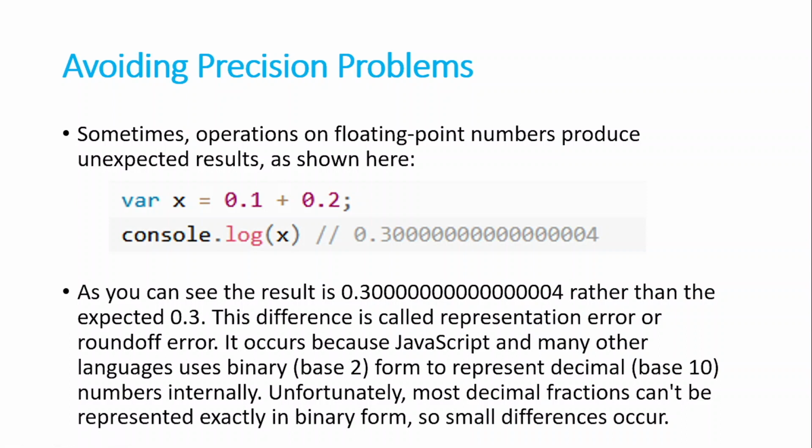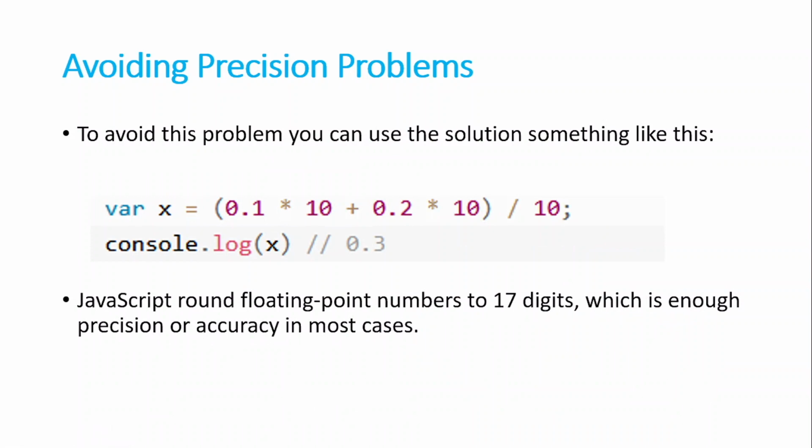It occurs because JavaScript and many other languages use binary base 2 form to represent decimal base 10 numbers internally. Unfortunately, most decimal fractions can't be represented exactly in binary form, so small differences occur. So that's why we get this result, because it uses binary format to convert all the floating point numbers. That's why we sometimes get this precision problem, but we can solve it easily.